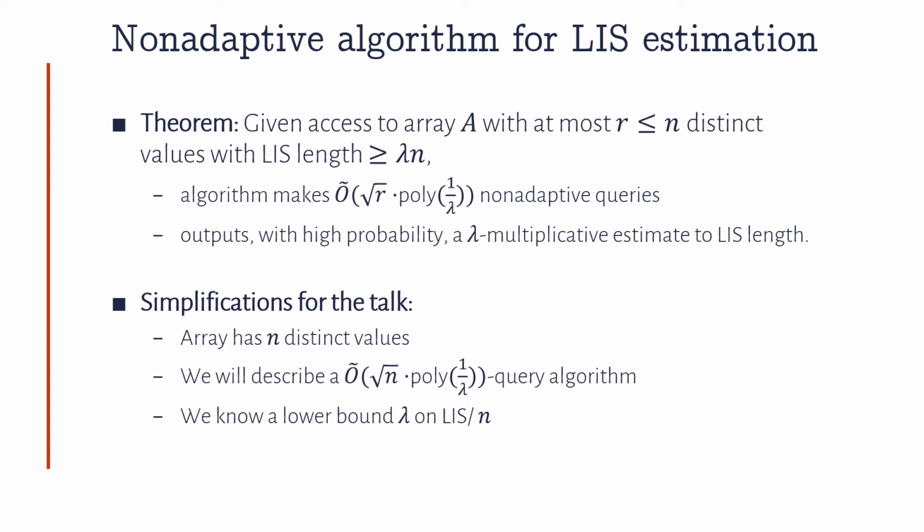For the purpose of the talk, I will simplify the theorem statement a bit and try to give you some of the ideas involved in the algorithm and analysis of this simplified statement. We take the special case of the array having n distinct values, that is r is equal to n, and we will describe an O tilde root n poly 1 over lambda query non-adaptive algorithm. We also assume that we know a lower bound lambda on LIS over n.